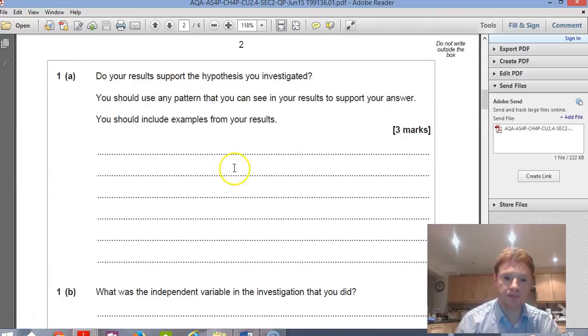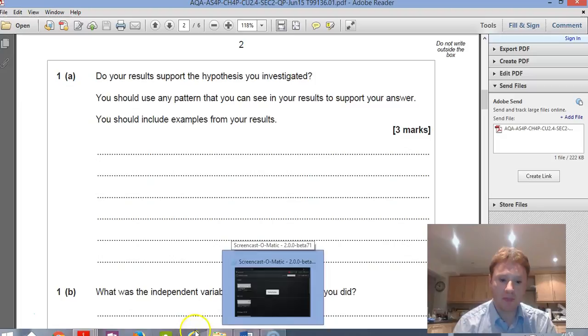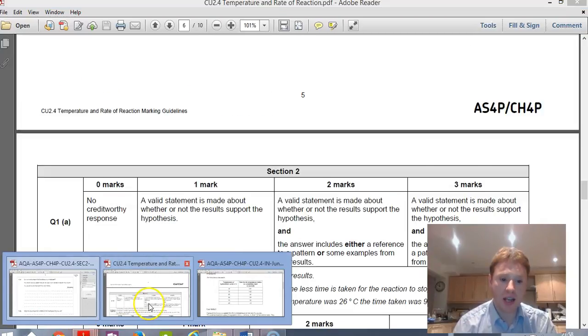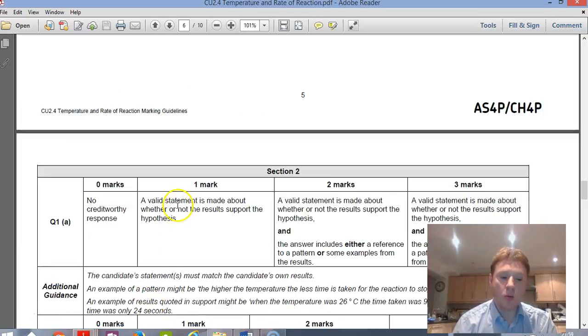So question 1. Do your results support the hypothesis? You should use a pattern and you should include examples. Now this question has come up on all past ISAs that I've seen, so it's pretty common. So what do you have to do to get the answer correct? You have to say whether or not it supports the hypothesis. So you just have to use your data and say, does it support it? Whether that's correct or not is based on your data.